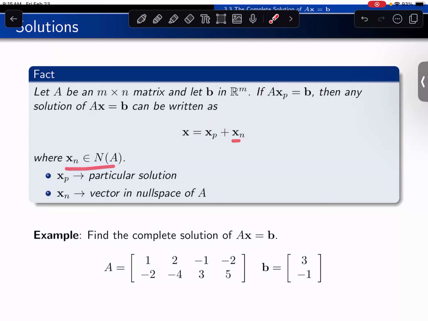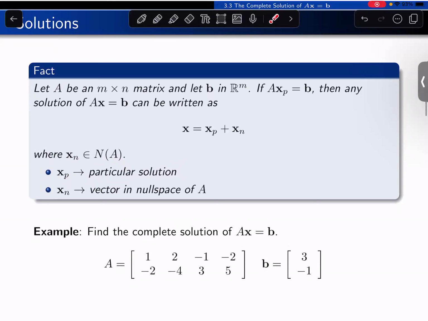So that's what the second half of this box is telling you. xn is the vector in the null space. xp is just some solution. It says a particular solution. We'll derive what it means to have a particular solution. So what this is saying is you can write any solution as a solution plus some vector in the null space. And this should map onto intuition a little bit.